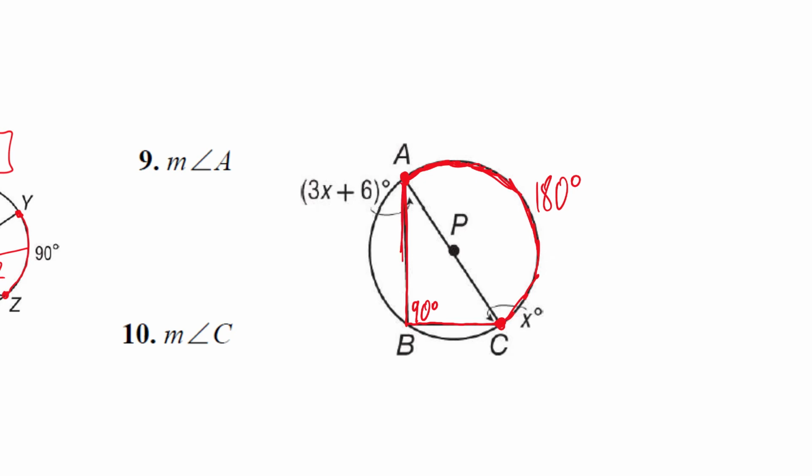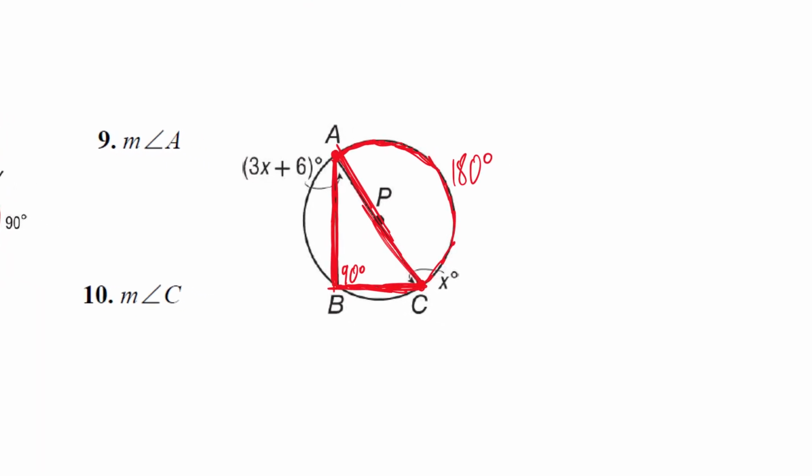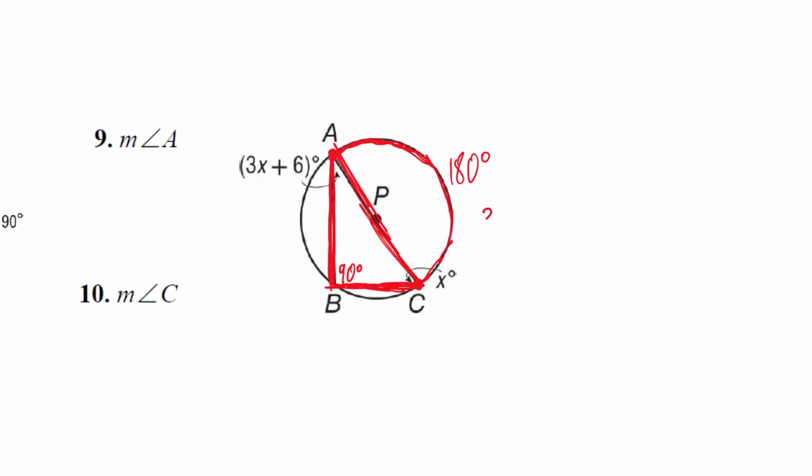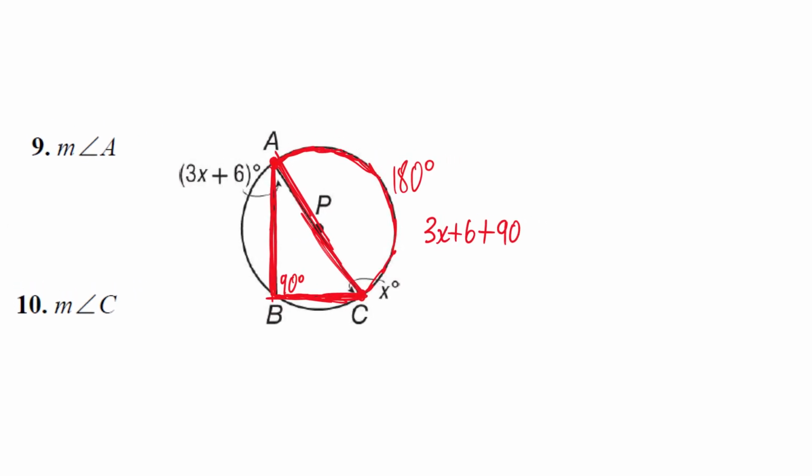So now if you think about it, I've got this triangle here. And remember, the 3 angles of a triangle always add up to what? 180. So on this, I'm going to go 3x plus 6, that's angle A, plus angle B, which we just found out is 90, plus angle C, which is x, and then together all three of those angles, since it's in a triangle, add up to 180.